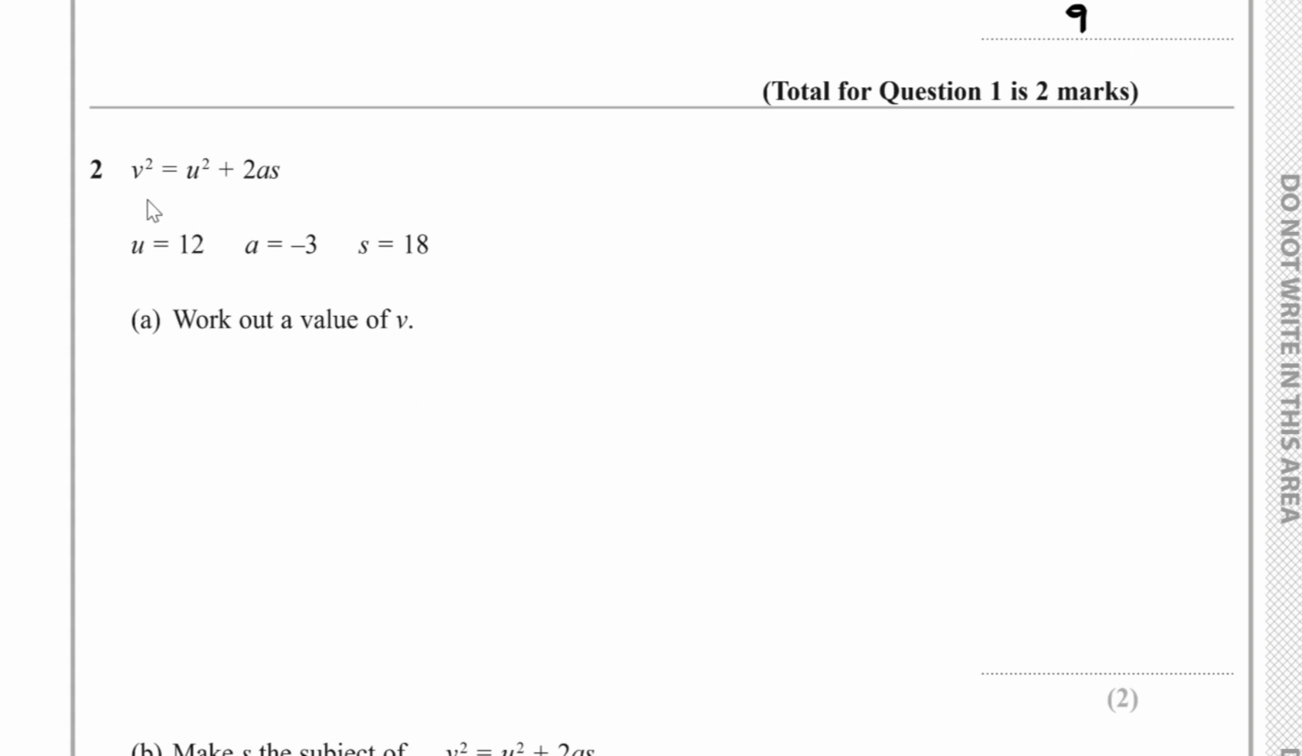Question number 2. We have v squared, which is equal to u squared plus 2as. u is 12, a is minus 3, s is 18. We have to work out a value of v for part A. Well, with our value of u, a and s, we can substitute these into our formula to find out what v squared is, and from that we can then square root to find out what v is.